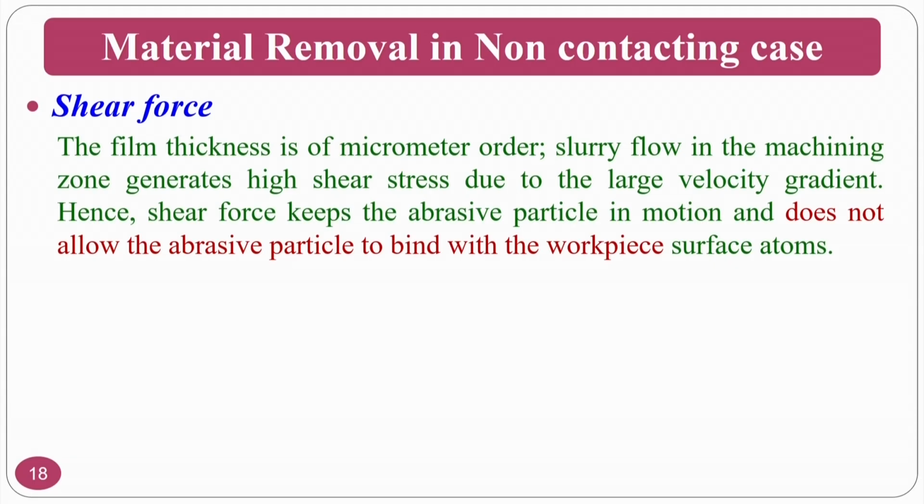The second one is shear force. With a film thickness of micrometer order, the slurry flow in the machining zone generates high shear stresses, due to which a large velocity gradient will be there. Hence, the shear force keeps the abrasive particle in motion and does not allow the abrasive particles to bind with the workpiece. Whenever you give a rotational motion to the sphere, my abrasive particle has a chemical reaction with the workpiece at a particular location, and it should not be stagnant at that position. If it is stagnant, the material removal may not take place.